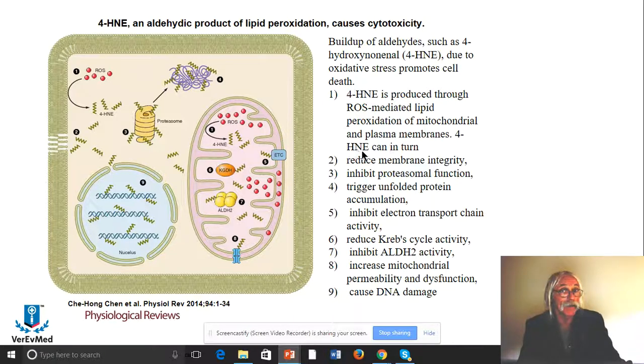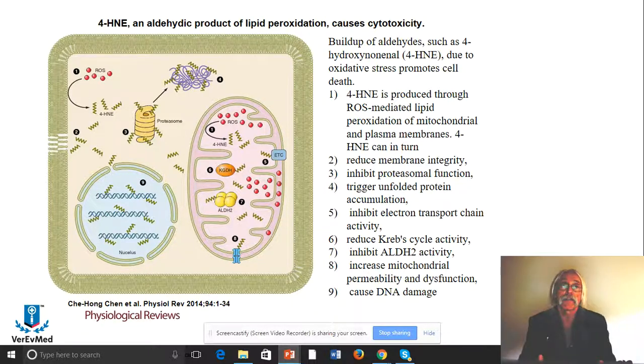So what goes on then? You make 4-HNE. It reduces membrane integrity, so the membrane no longer couples as it's supposed to, so you don't have normal signal transduction pathways, for example, neurotransmission, or transport of organic compounds across those membranes. You can also inhibit proteasomal function, so that means you can't turn over proteins. Another aspect of protein metabolism, you trigger the unfolded protein response, the UPR, which is an endoplasmic reticulum mediated SOS type of response. And if you overload the unfolded protein response, you will build up a lot of unfolded proteins, and this is toxic to the cell.